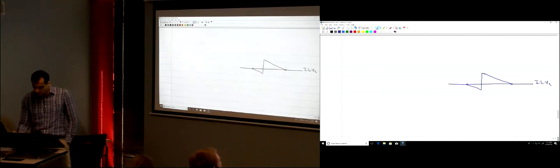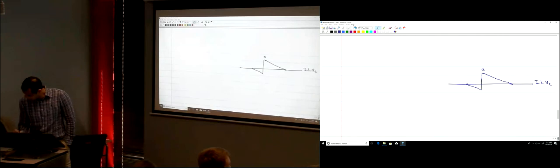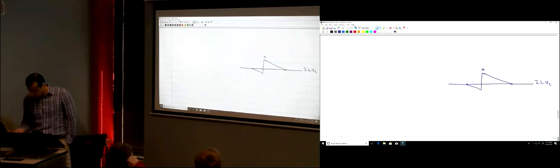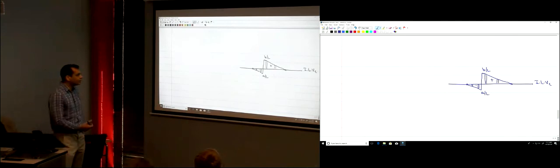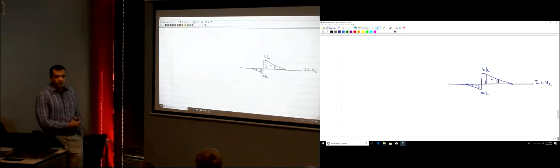And what are those heights from last time? We said if this is A, then this is B over L, and this is A over L. This is how the influence line looks for a simple beam. But what would I do with the overhanging parts?